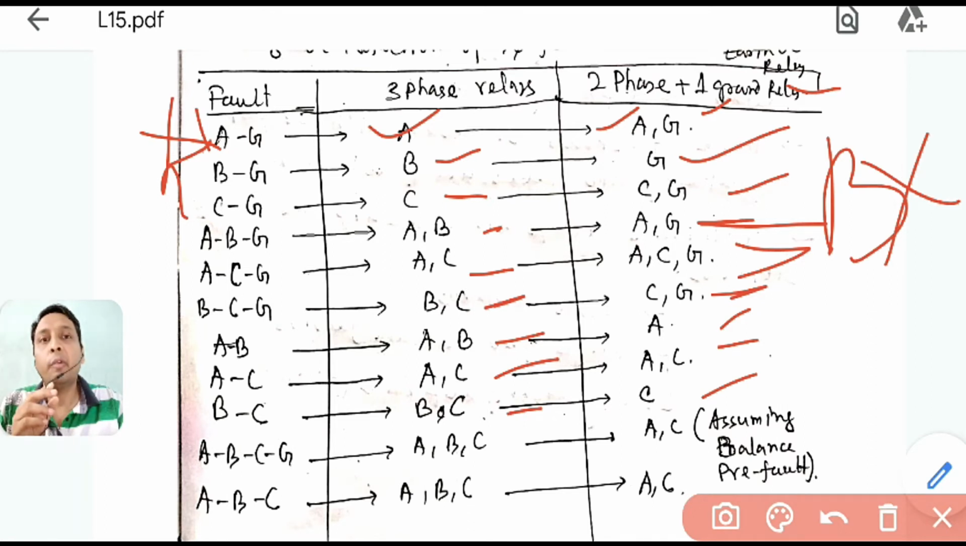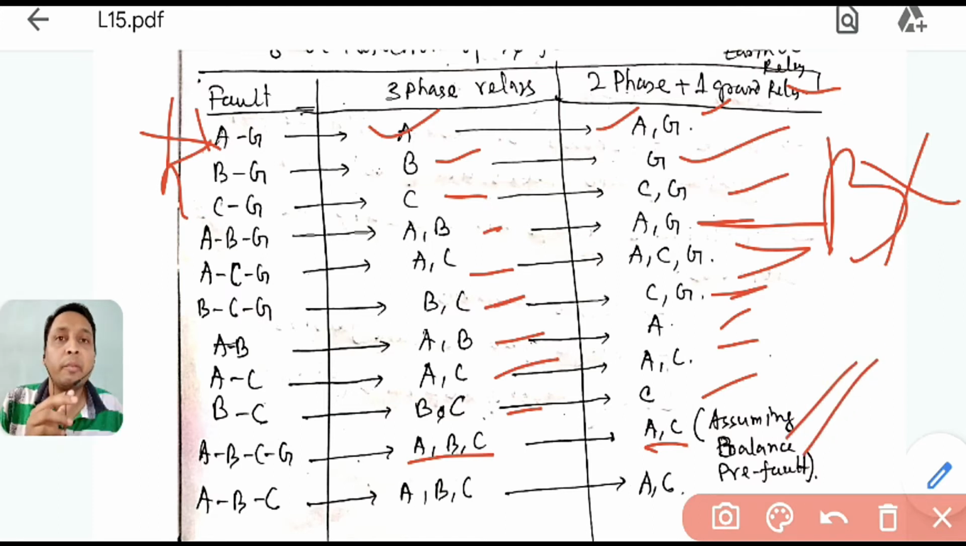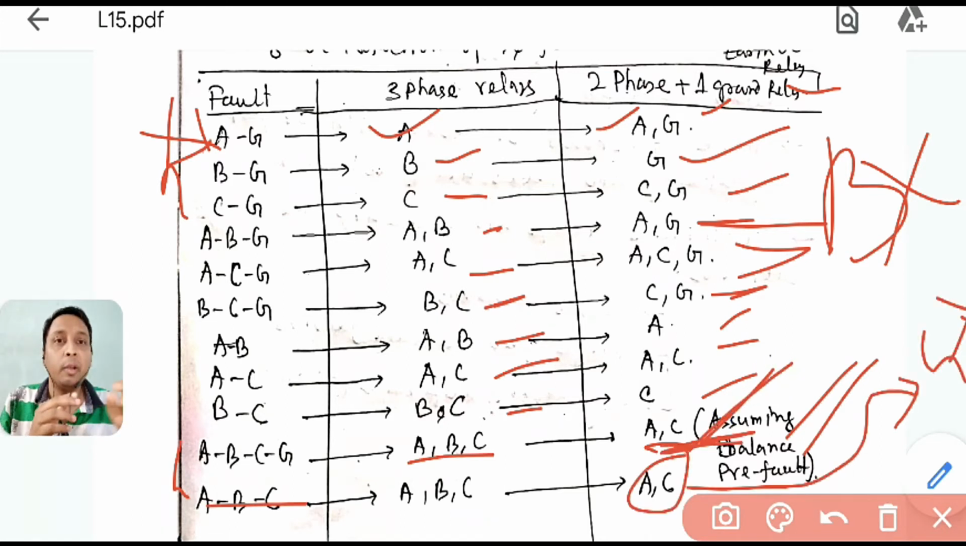And it is a symmetrical fault ABCG, then it is ABC, here it will be AC only, because there is no B here, assuming that the pre-fault balance condition is there. Generally in practice, on the distribution side, you will never find it in balance condition. So mostly there will be something unbalanced. If it is unbalanced, then G will also come, but we are assuming this because these are known as symmetrical faults. So we are assuming that the system is in symmetry, that's why there is no G. In all these faults, we are assuming that the system is balanced, and so after fault it is also balanced.